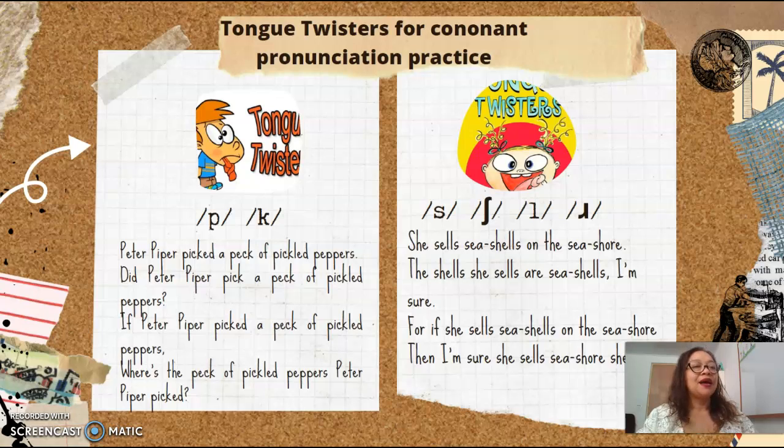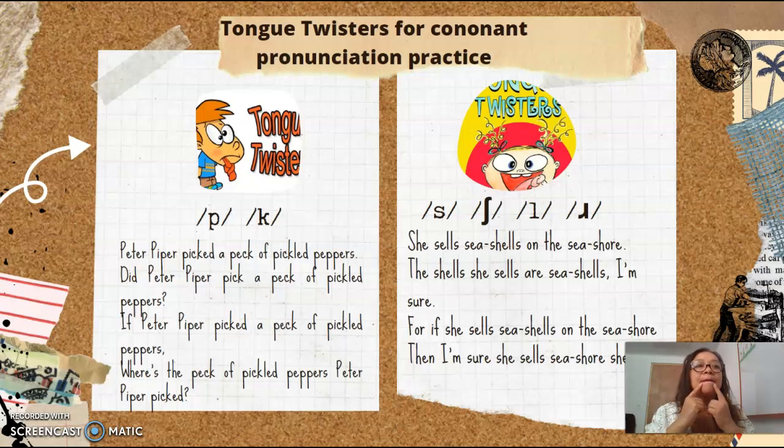Now, let's practice. And for this practice, I propose to use a tongue twister. Tongue twisters are very good elements for you to review the pronunciation of some sounds. Let's practice number 1. We are going to compare the P and K. First, let's check if it's a voiced or voiceless sound. Remember, put your hand on the throat to find out if it's voiced or voiceless. No vibration. Voiceless. K. No vibration. Voiceless.